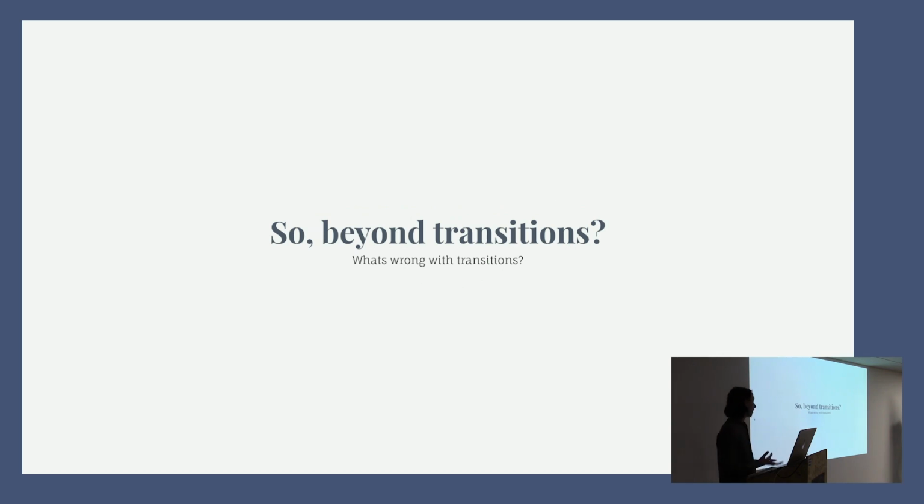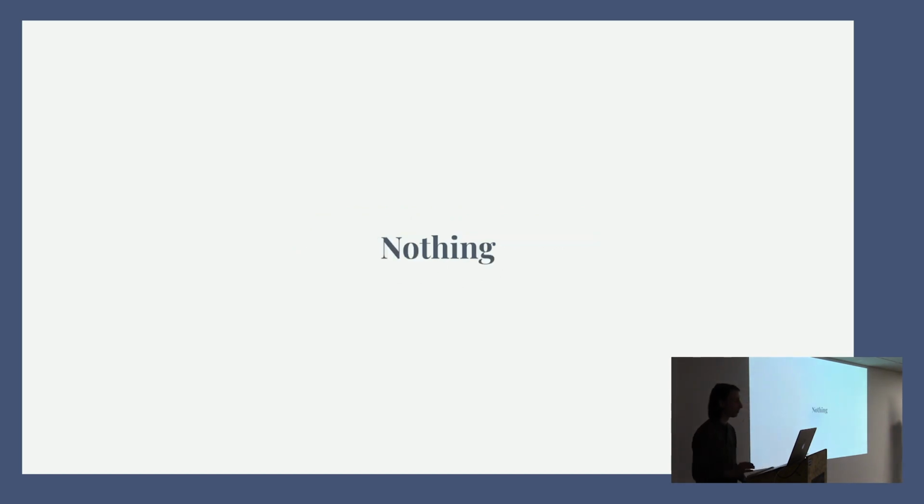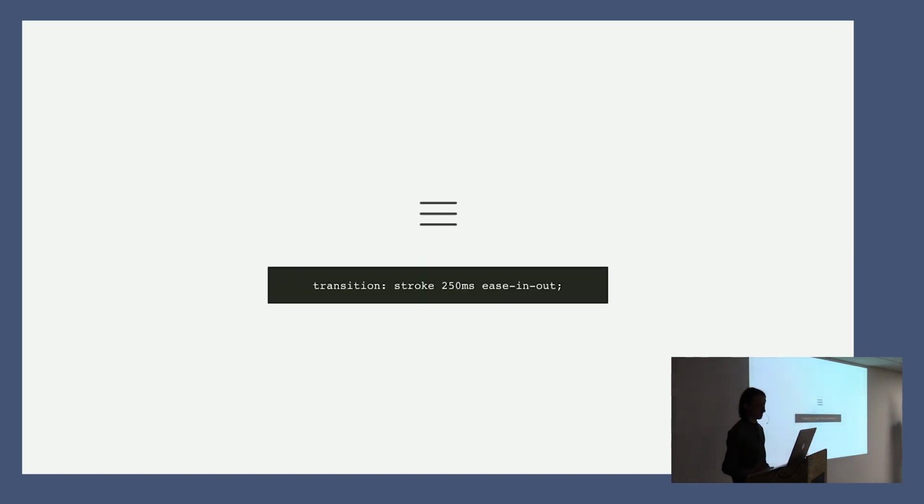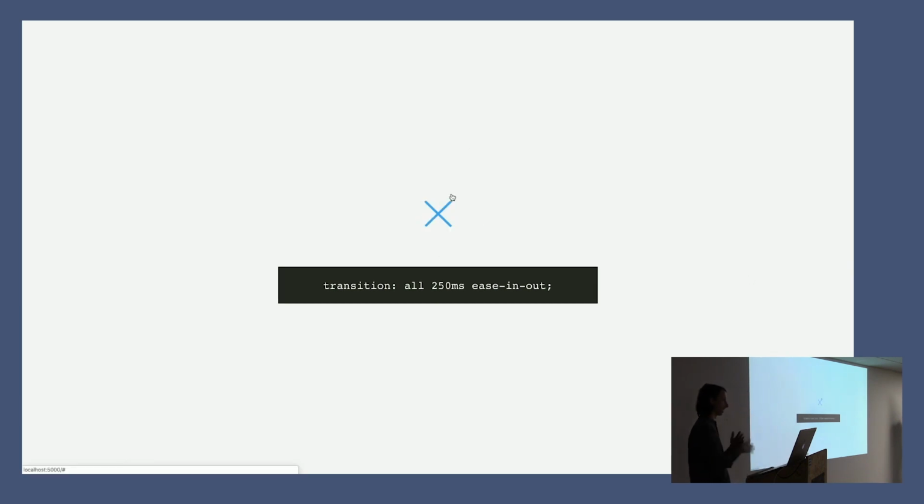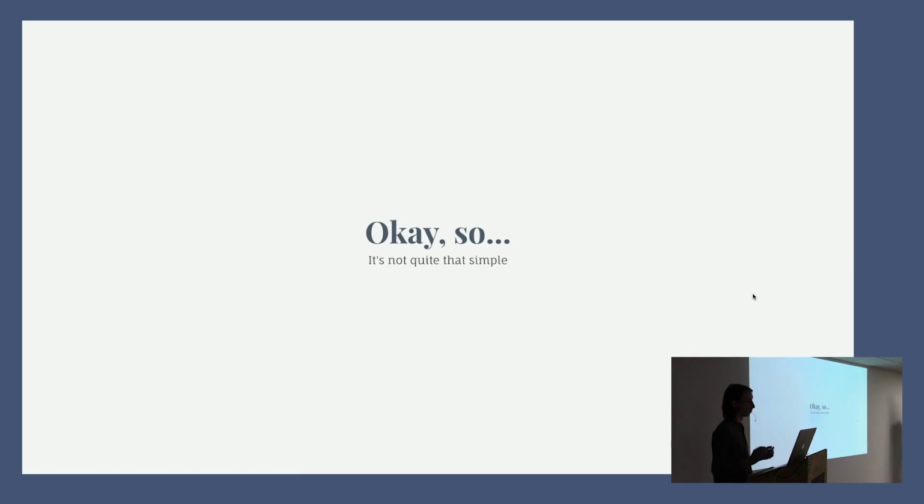So the talk's entitled Beyond Transitions. So why do we need to go beyond transitions? What's wrong with transitions? Well, absolutely nothing. Transitions are great, providing you can get out of it what you need. So take this example. We have a nice button, and then we're saying transition the stroke. So as we hover over, the stroke changes color. And then this one, we've changed one word, and magically it changes shape. So it's just one word.